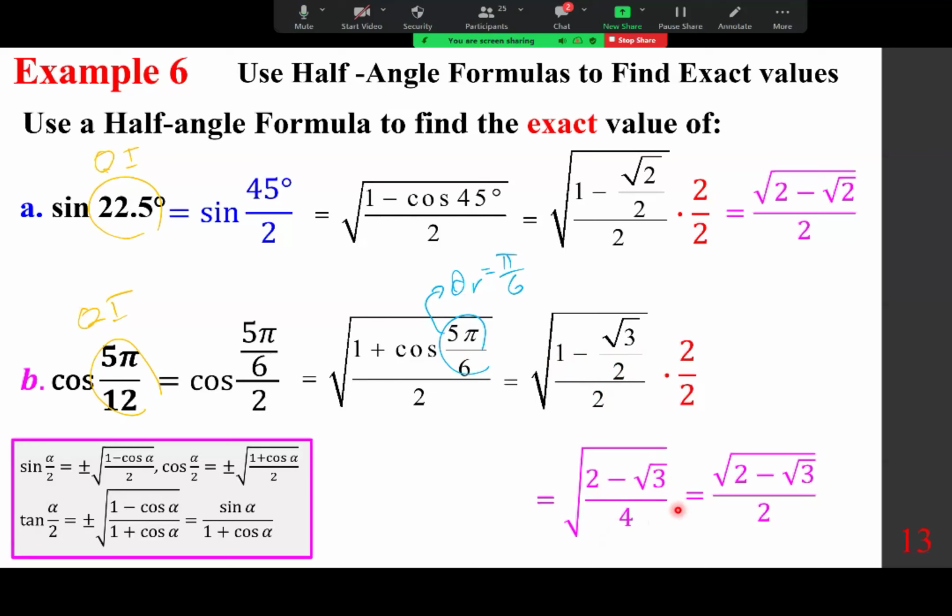Over here, I don't have to show that. I'm showing you here just in case anybody is interested to see what happens, in case we don't get it. 2 times 2, 4 comes out as 2. It's that simple.